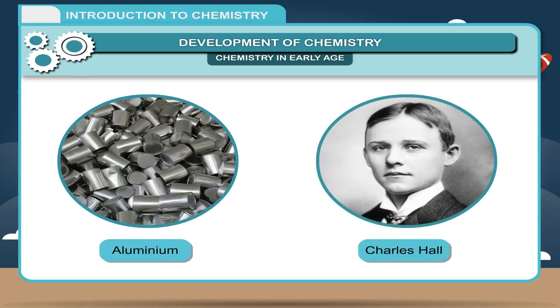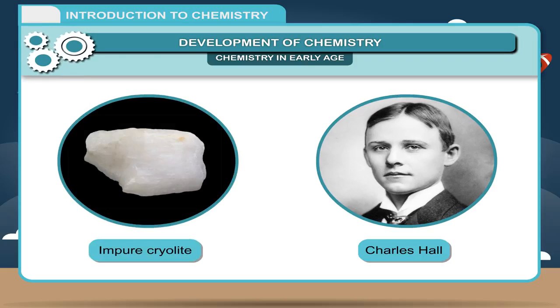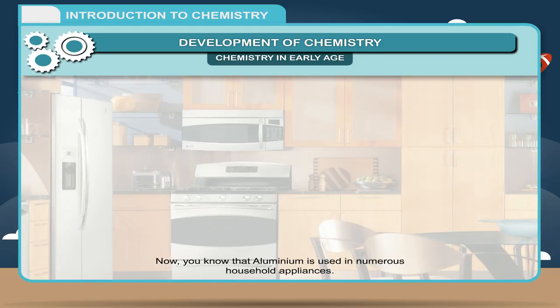But Charles Hall discovered that if an impure cryolite was added to aluminium oxide, its extraction could be done very easily. Now, you know that aluminium is used in numerous household appliances.